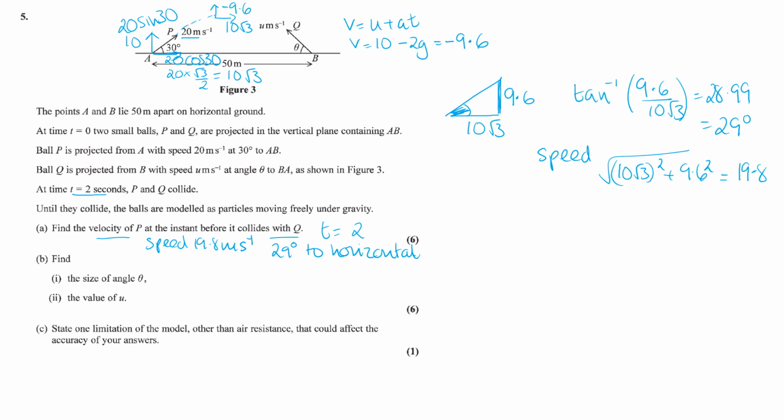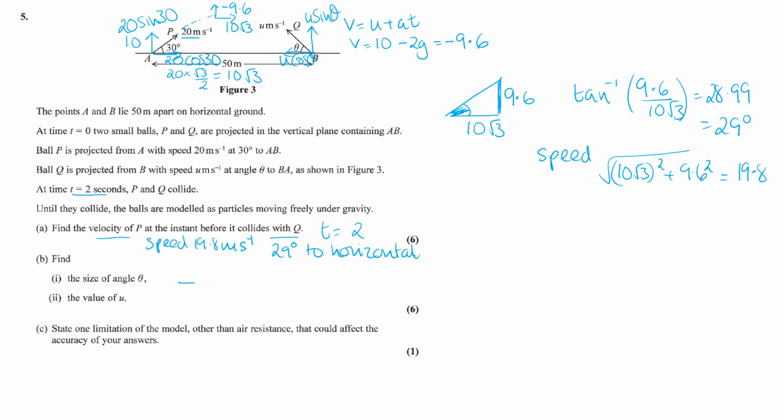Okay, part B, we're being asked to find the theta and U for Q. So we don't have that. Now we need to find two unknowns, and what we're going to do is have two equations, one from the horizontal components and one from the vertical, and then solve them simultaneously. So resolving horizontally and vertically for Q, it's going to be U cos theta and U sine theta. They're going to be our initial.